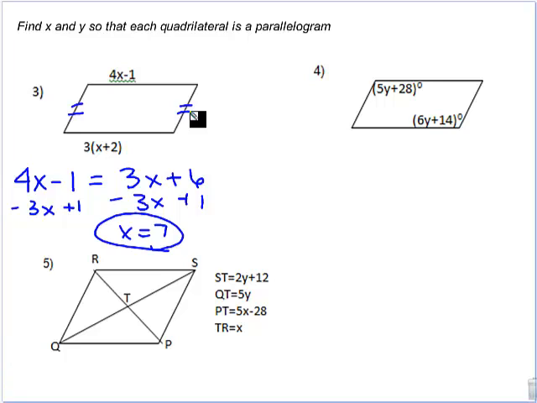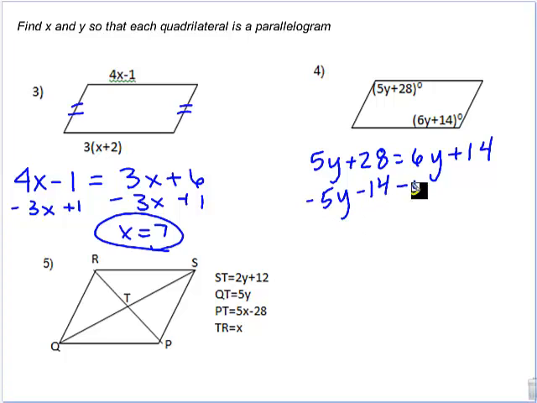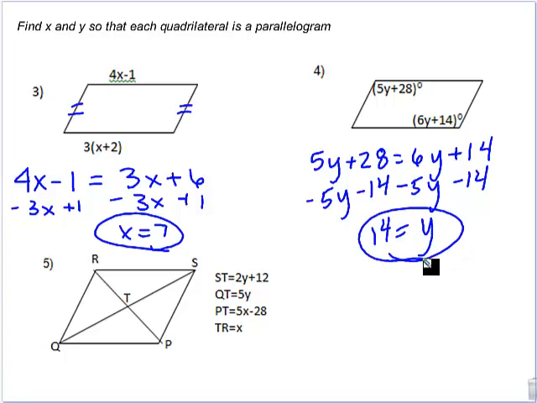All right, number 4. How would I solve for y if this is a parallelogram? You set them equal to each other. So 5y plus 28 is equal to 6y plus 14. So how do we solve this? Minus 5y, minus 14. So y is 14. Now, would that alone make this a parallelogram? Well, in this case, the opposite angles would also have had to have been congruent to each other.